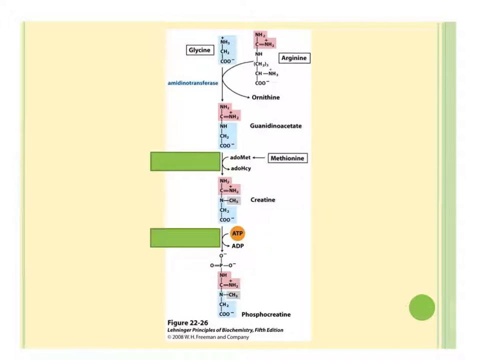But the guanidinoacetate name should make sense, because remember guanidinyl groups? That was one of the functional groups on Baird, from chapter 1 last semester. It's a functional group that makes arginine. And so acetate is acetate. You see that as the acetyl group.